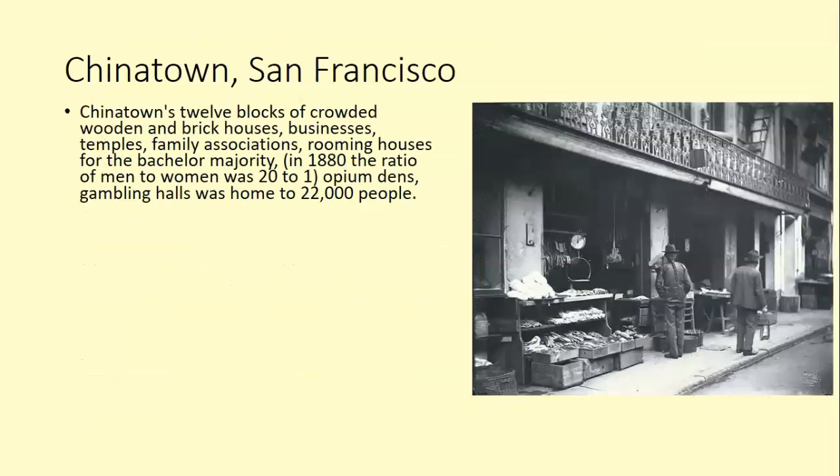Here's a picture of the original Chinatown in San Francisco. It was simply an area that was designated as the place where the Chinese would live. The Chinese moved in to the typical buildings that were there anyway, but then added decorations that made them feel more at home. It was 12 blocks, and there were businesses, temples, family associations. Rooming houses were particularly important because the ratio of men to women was 20 to 1 in 1880. And there were opium dens, gambling halls. There were all sorts of things that the community needed.